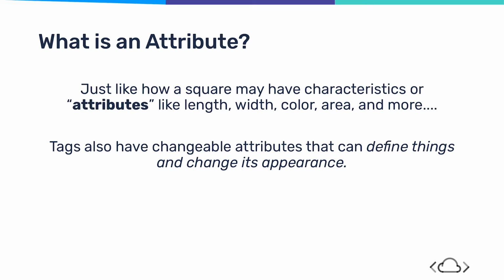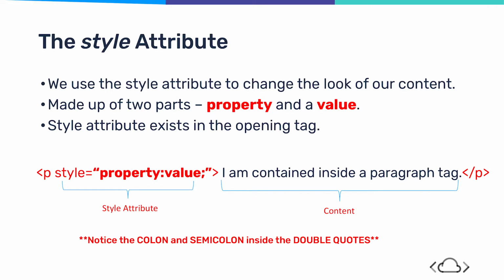Before diving further into adding font styles to our text, we have to discuss another topic called attributes. What is an attribute, you might ask? Just like a square may have characteristics or attributes like length, width, color, and area, tags also have changeable attributes that can define things and change its appearance. Let's narrow down as to why container tags and attributes are used with font styles.